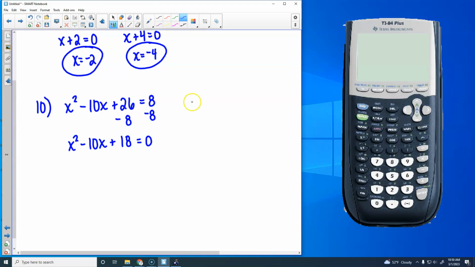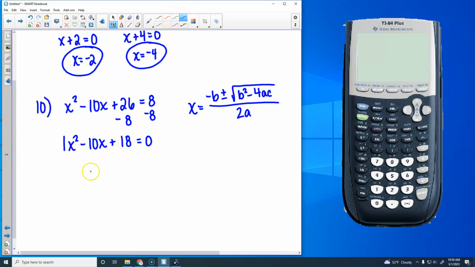So, quadratic formula, hopefully you guys know it. If you don't, memorize it. Negative b plus or minus the square root of b squared minus 4ac, all over 2a. So, for this, your a is the number in front of your x squared. You don't have one, so it's a 1. So our a is 1, b is negative 10, c is 18.